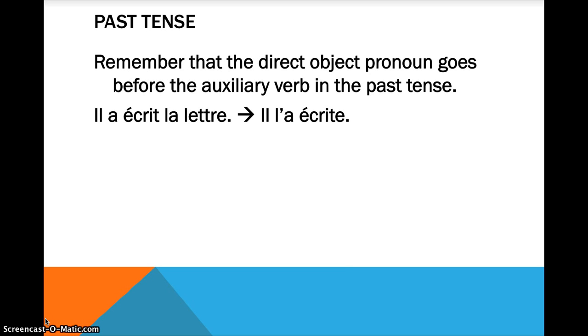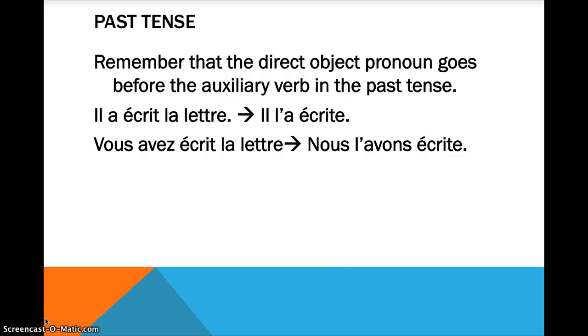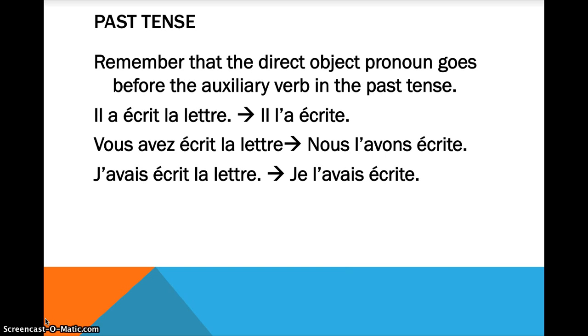So in this case, il a écrit la lettre becomes il l'a écrite. It goes before the avoir verb. Vous avez écrit la lettre, vous l'avez écrite. Or nous avons écrit la lettre, nous l'avons écrite. J'avais écrit la lettre, je l'avais écrite. Okay, so in each one of these cases, you see that it goes in front of the auxiliary verb.